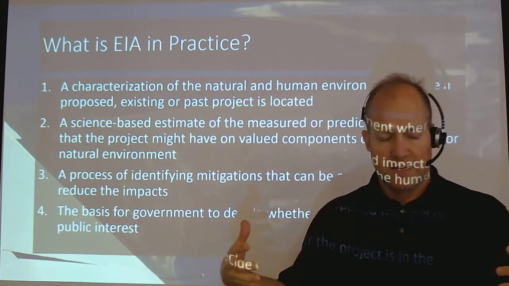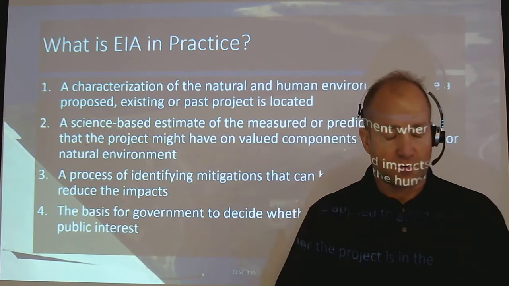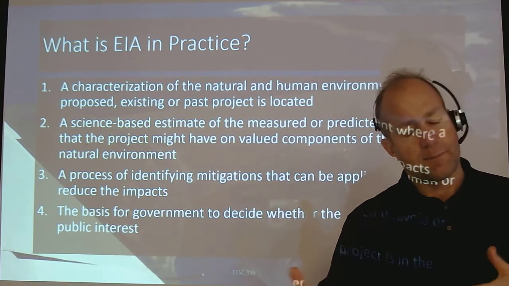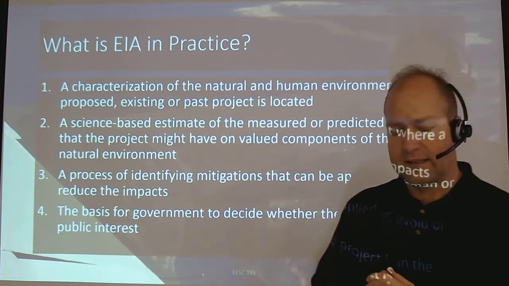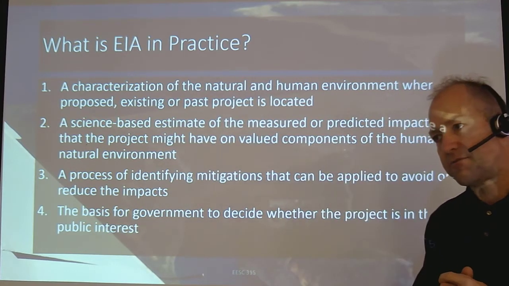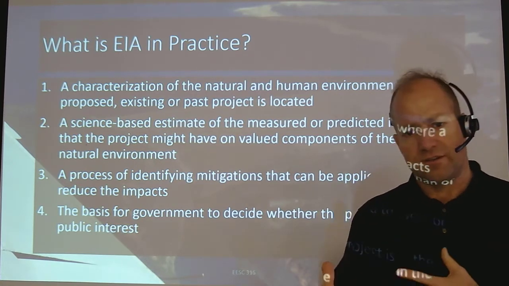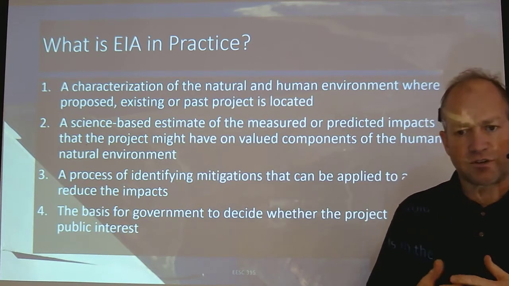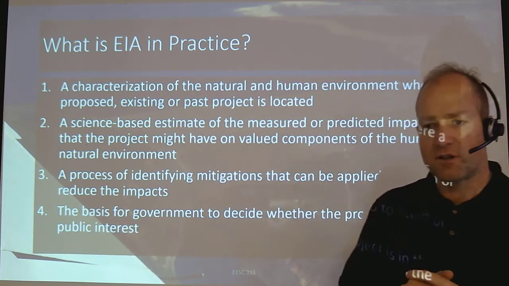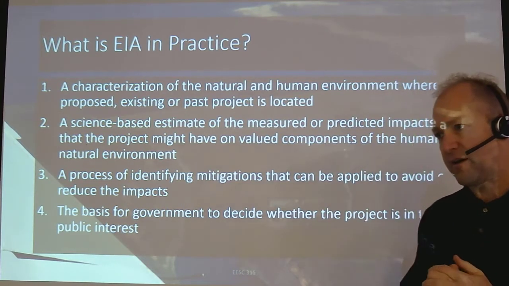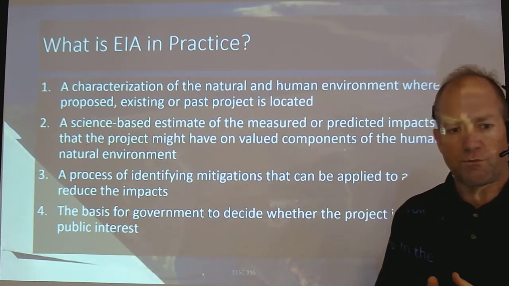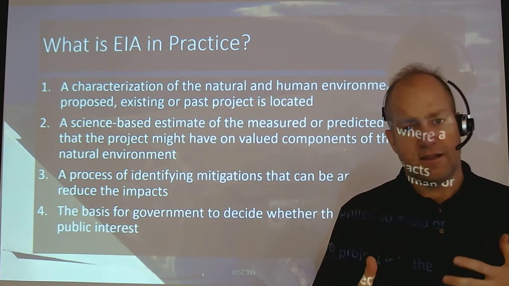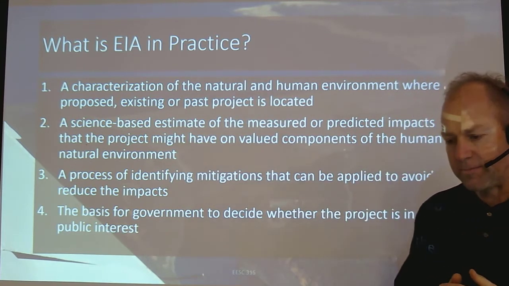And so lastly, an EIA is the basis for government to decide whether the project is in the public interest. So, does the public need this project, or not? An example of a project that the public might need is a mine for a strategic resource that the government needs, for example, an energy source like uranium, or a fertilizer like potash. Perhaps the government decides that we as a country need that resource, or perhaps the government may decide that we need the revenue from a specific resource.